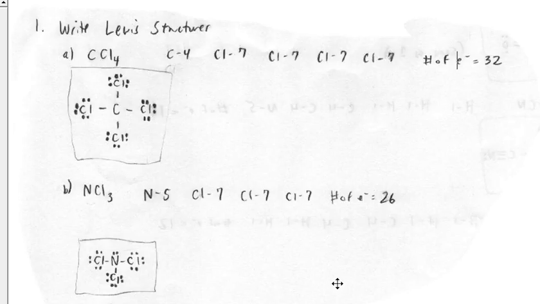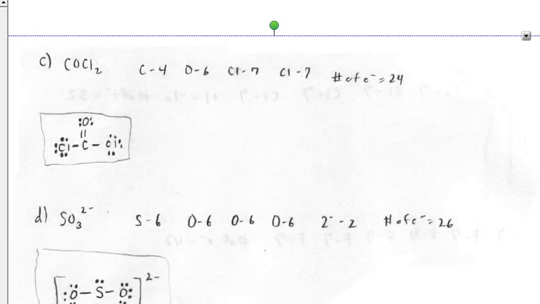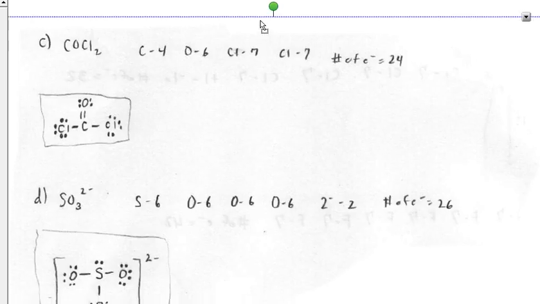Followed a similar pattern with NCl3, got a total of 26 electrons, and started with N in the center, less electronegative than chlorine. Populated the 3 chlorines around, and then populated the electrons in the rest of the positions to fill octets for everything. Let's take a look at B and C, C and D.